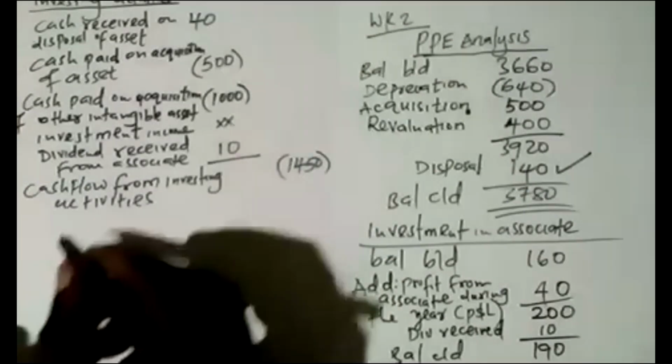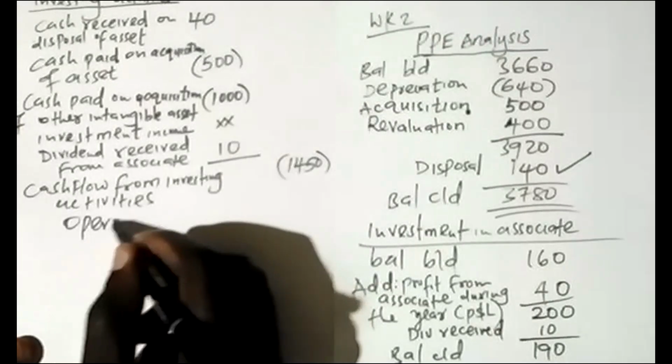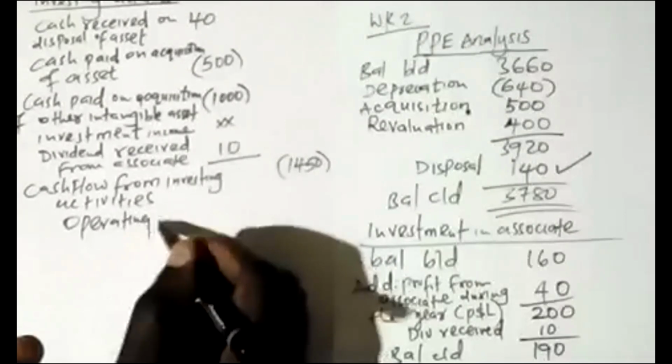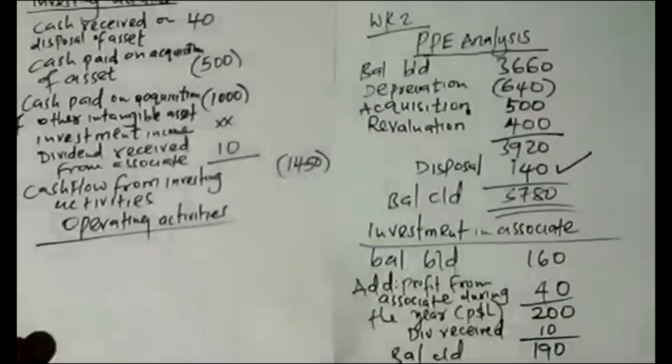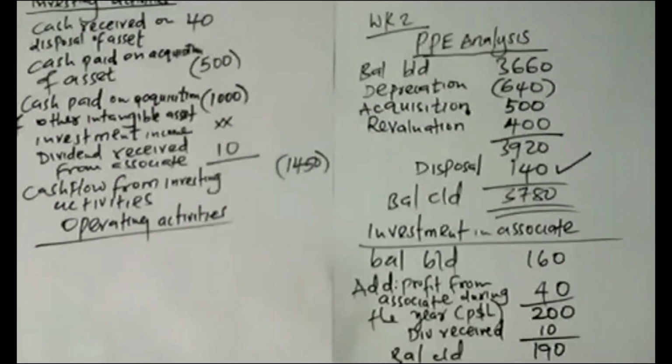We move to operating activities. Remember that operating activities is what the items you consider items which finances your organization. So how can you finance your organization? Through which items? What items can finance your organization? Loans, and you have an issue of shares and so on.